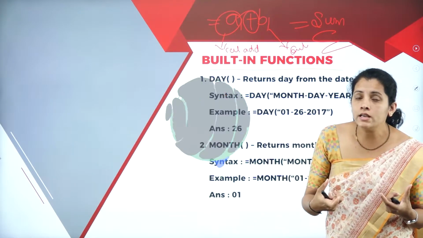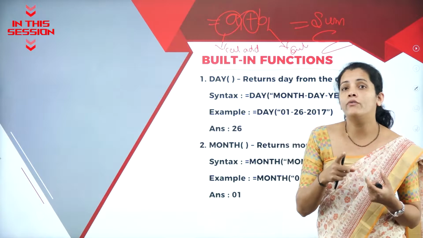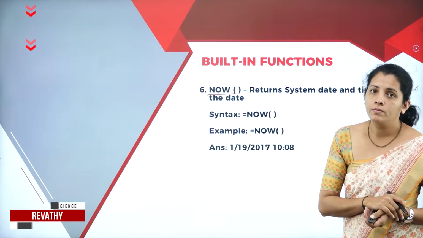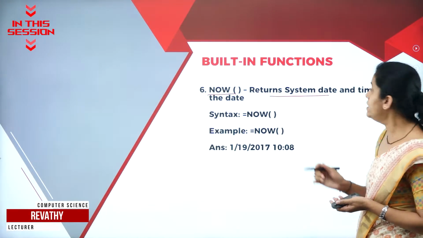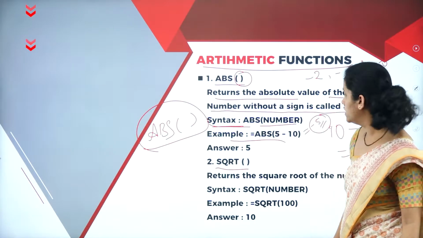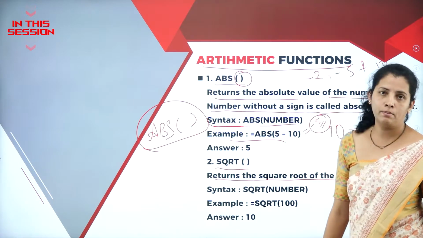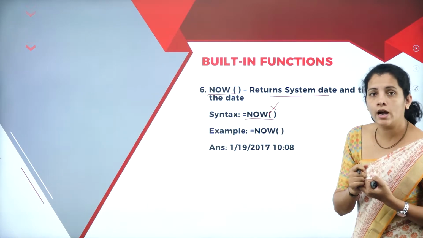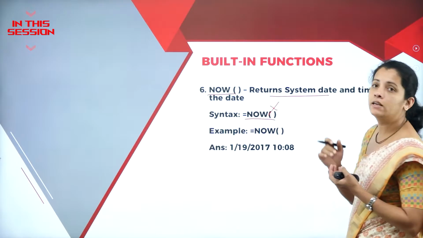So what is cell? Here cell is nothing but the intersection of column as well as row. What is now? Here now returns system date and time from the date. So what is square root? That means it returns the square root of the number. After executing this function, what is the output I'm going to get? That is nothing but the date and time.